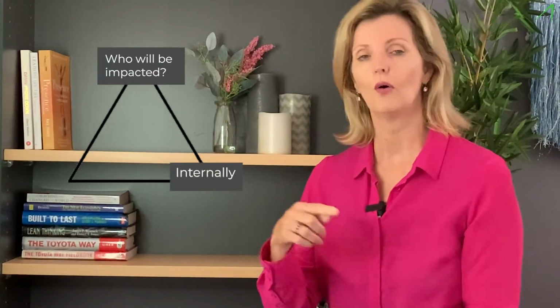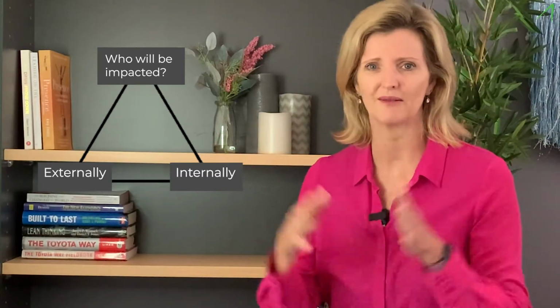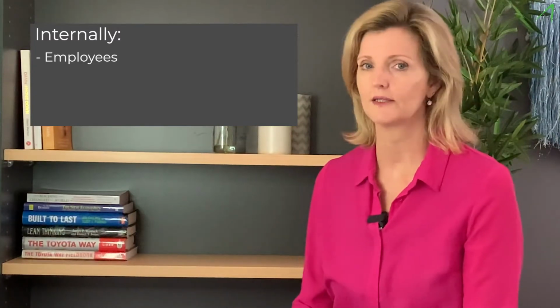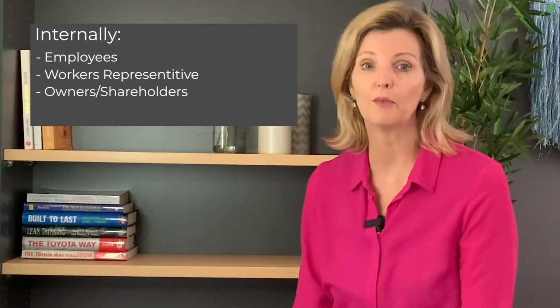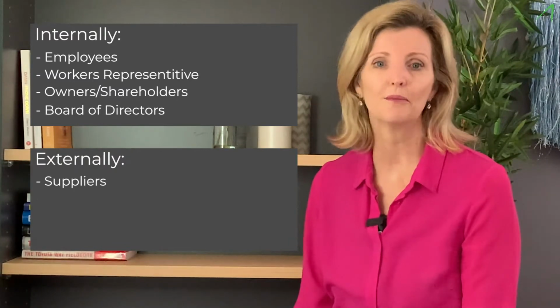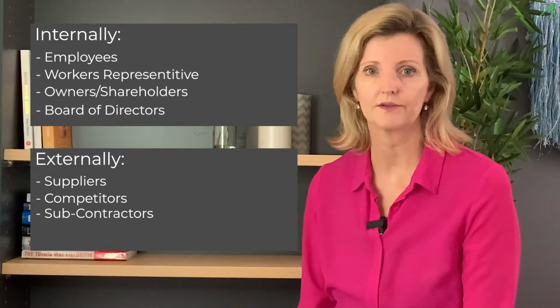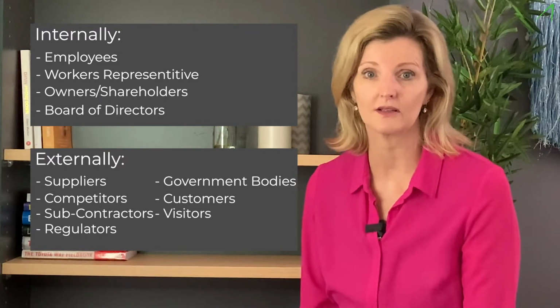So a great tip for this is to separate who might be impacted either internally to the business or externally. This internal and external suggestion is not a mandatory requirement, but I do find it helps me to think broadly. As an example, internally this could be employees, workers' representatives, the owners or shareholders of the business, or even the board of directors. Externally, this could be suppliers, competitors, subcontractors, regulators, government bodies, customers, and even visitors to the workplace.